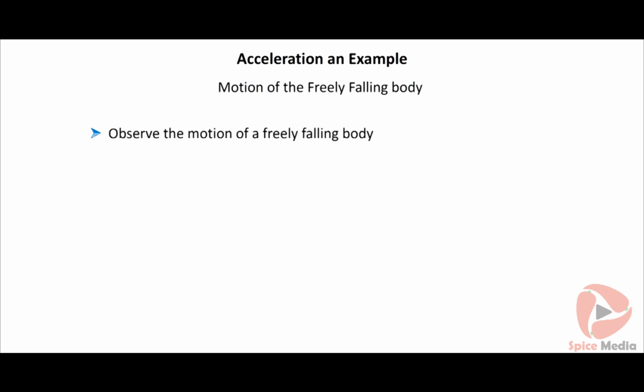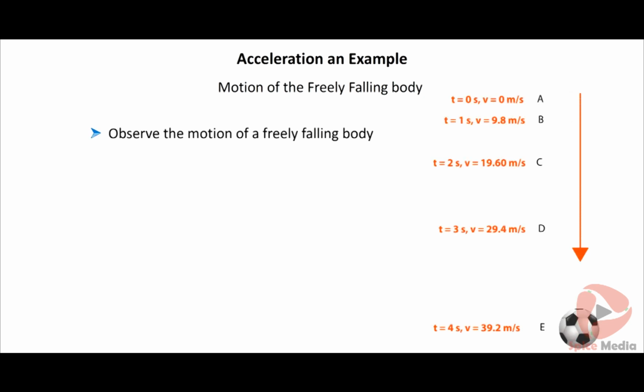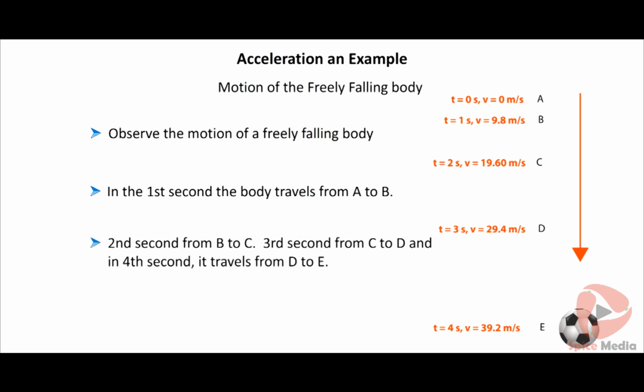Let us now see an example for acceleration. Consider the motion of a freely falling body, that is, a ball dropped from a height. Note the velocity of the ball every second. At 0th second, its velocity is 0 meters per second. At 1 second, its velocity is 9.8 meters per second. And at 2 seconds, its velocity is 19.6 meters per second. At 3 seconds, it is 29.4 meters per second. And at 4 seconds, its velocity is 39.2 meters per second.